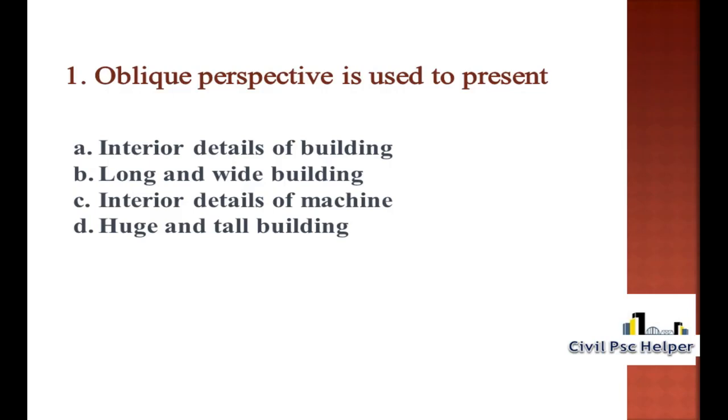First question. Oblique perspective is used to present. Option A, interior details of building. Option B, long and wide building. Option C, interior details of machine. Option D, huge and tall building. So, oblique perspective is used to present huge and tall buildings. Option D is correct.